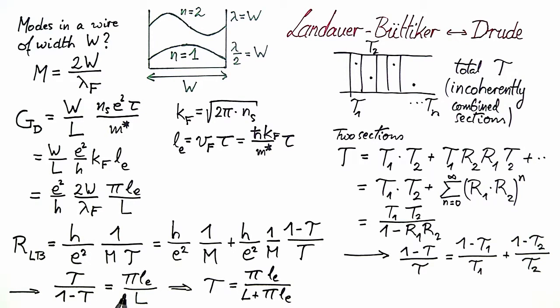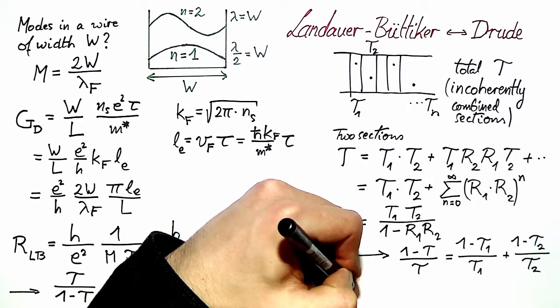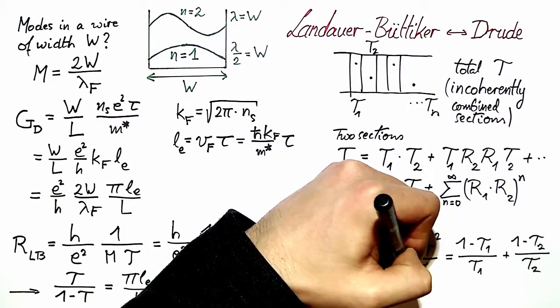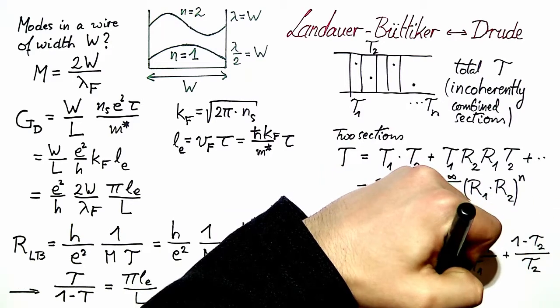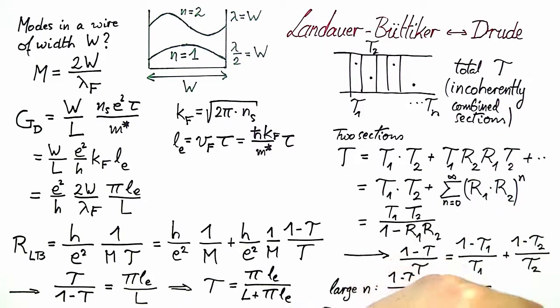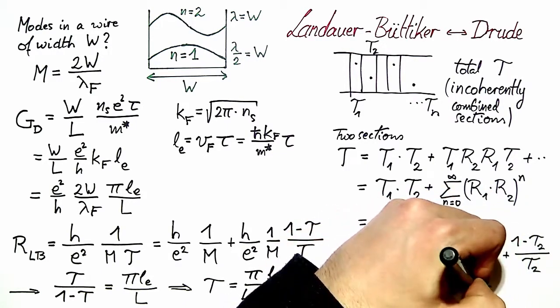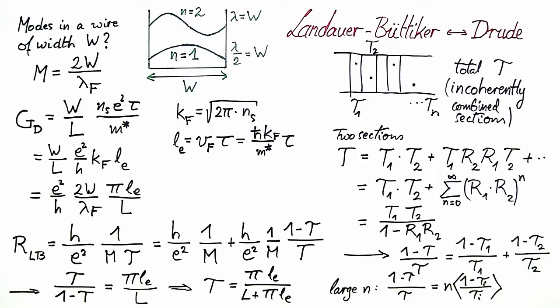And so in the limit of a large number of sections, this sum will converge to the number of sections times an average. And this is basically the statement of the law of large numbers. So for large n, this kind of reflection over transmission term of the whole system will be the number of sections times a statistical average of those quantities that we can understand in the microscopic picture.